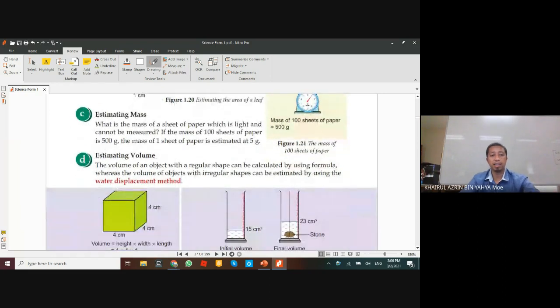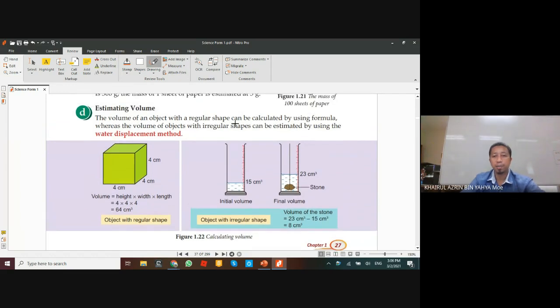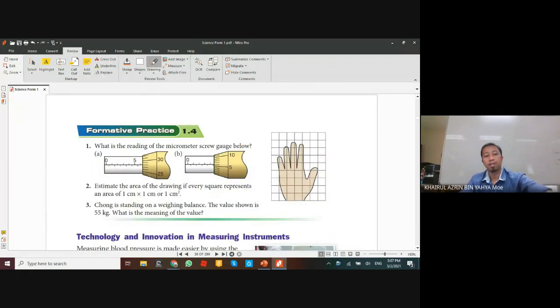We can also estimate mass. Same goes with volume, so I go to volume. The volume of an object with a regular shape can be calculated by using formula. Whereas the volume of objects with irregular shape, like this one, stone, can be estimated by using the water displacement method. We have water here, and then we put the stone, and then we find the difference. 23 minus 15, so the volume is 8. Okay.